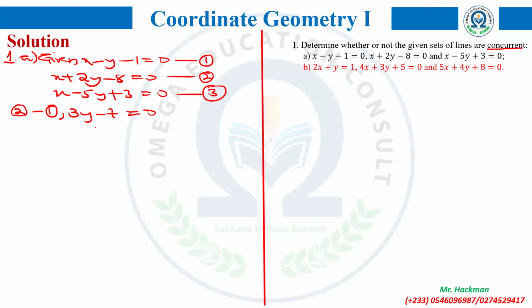Okay, so let's see what we are going to get. If you continue, we are going to make y the subject. Remember, we want to find the y coordinates of the point of intersection. So we are going to get 3y is equal to 7. You write it again before you divide.